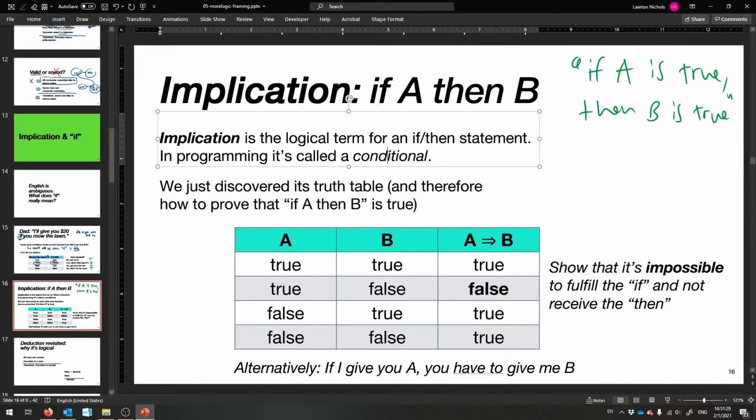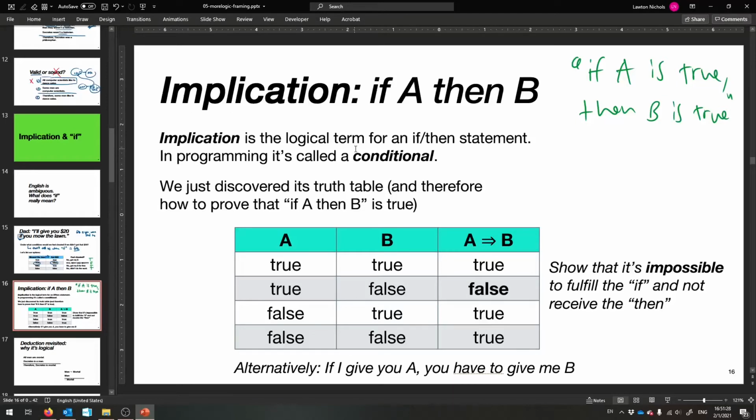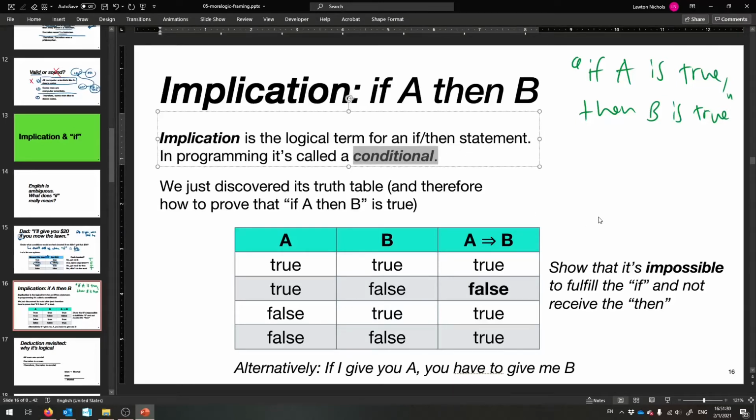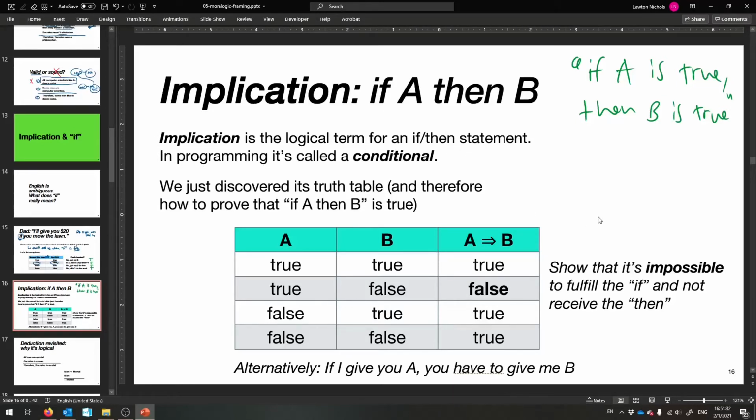Maybe I should put these in bold. In programming, we call this a conditional. So it's like your if-then block in Scratch. How about I draw that just to remind us when you look at this to study. So it's like your little if-then block. If blank is true, then do this thing. Okay, you can also have else, of course.